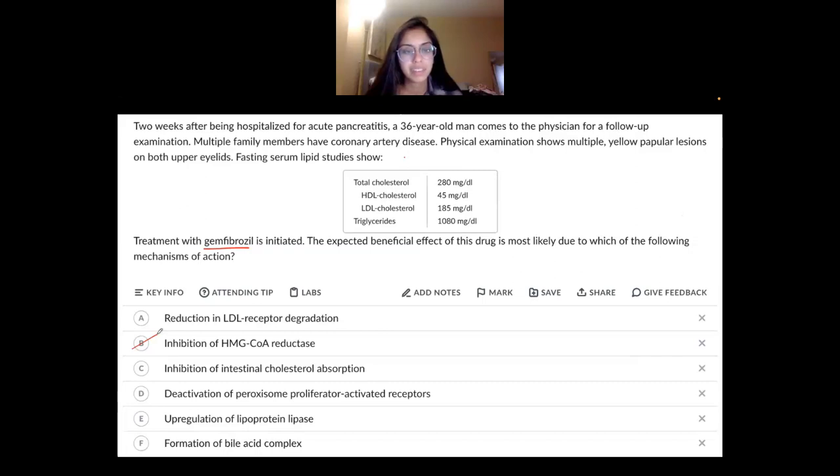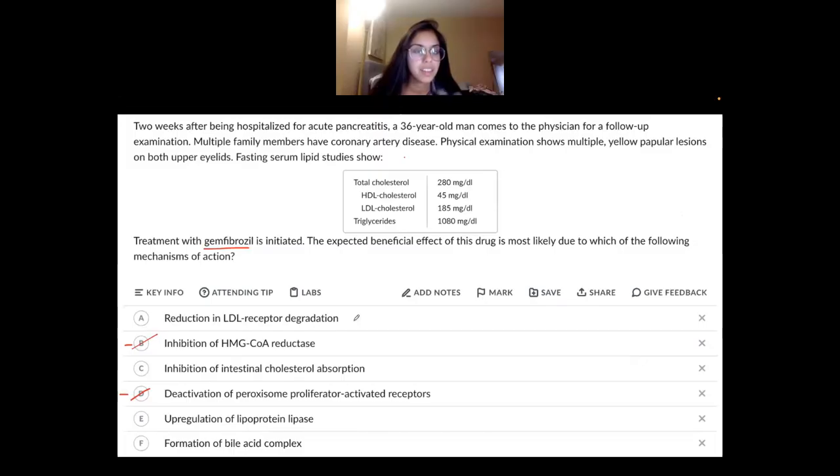Inhibition. Okay, I don't think it's D. Regulation. I don't think it's F. Okay. Reduction. I think that maybe it's A or C.